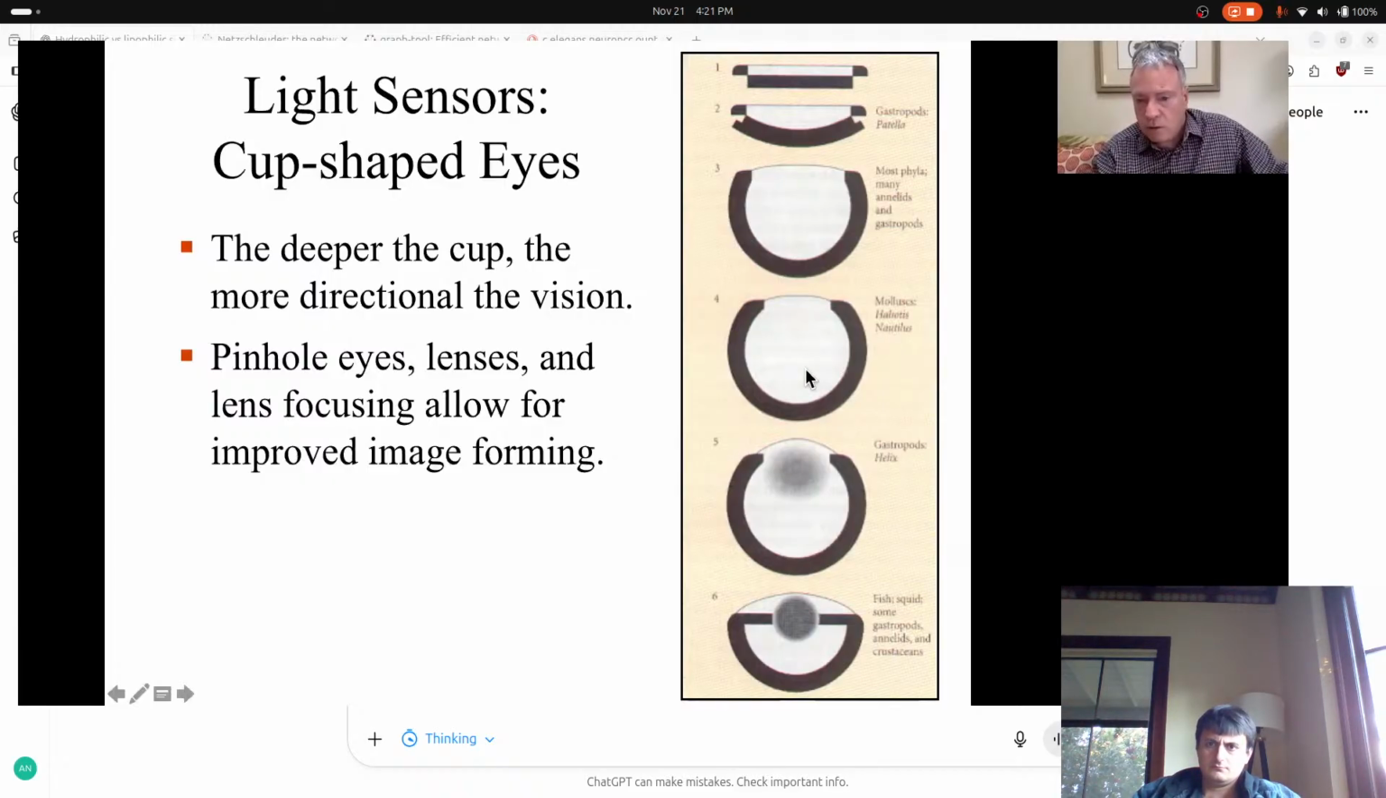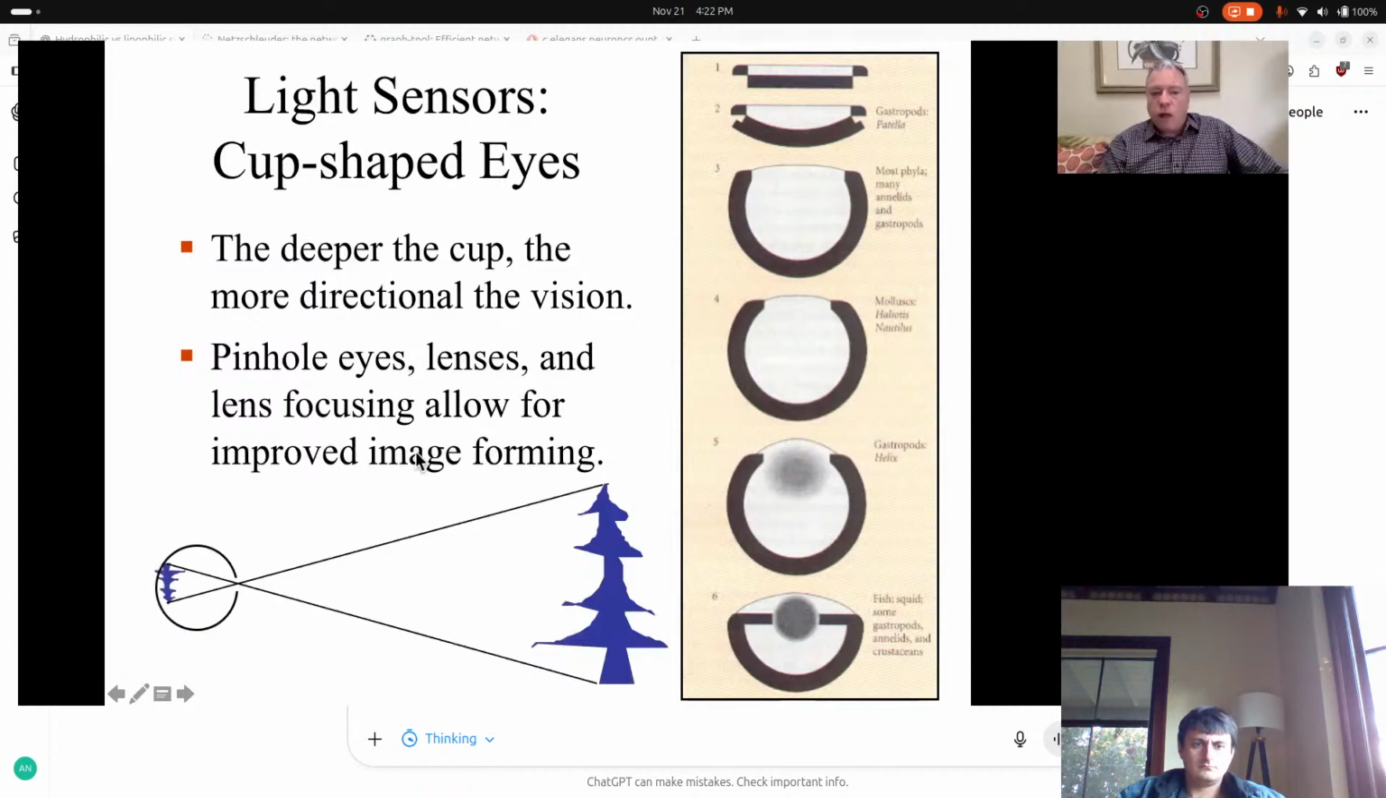Now, one way to be able to give you even better directionality without sacrificing that opening is to add a lens. So a lens helps you focus light. So now even with a bigger opening, you can still focus that light on a point. So now having a lens allows you to be able to pinpoint the direction of that light without sacrificing the size of the opening. Okay, so we get this whole gradation then between how deep is the cup and the presence of the lens, where you no longer have to have a really tiny hole to give you good directionality. Okay, so these pinhole eyes, adding lenses, and the ability to focus the lens is another mechanism that allows for improved, not just detection of light and direction of light, but now you start getting into image formation.